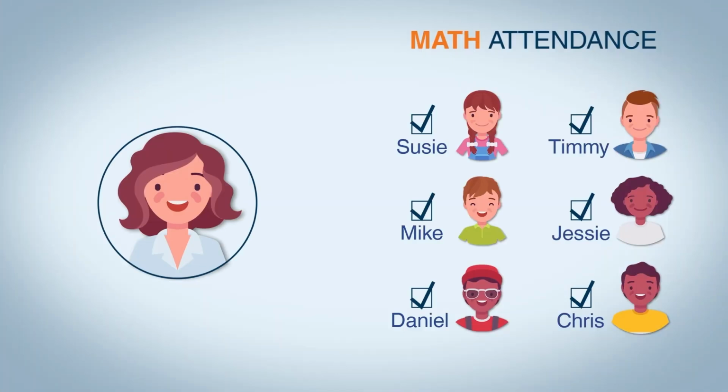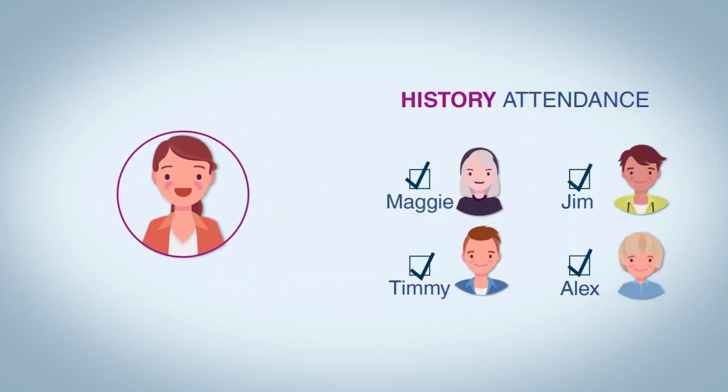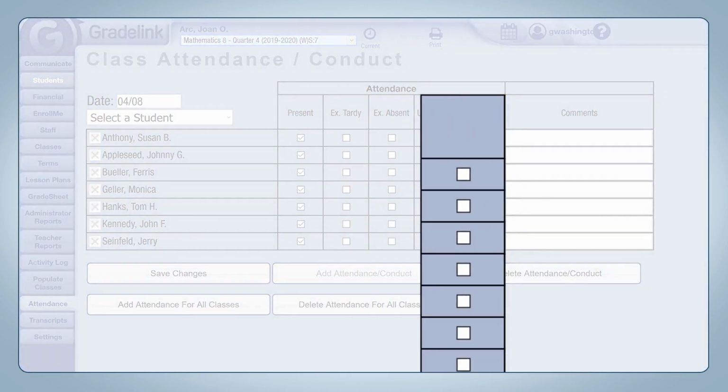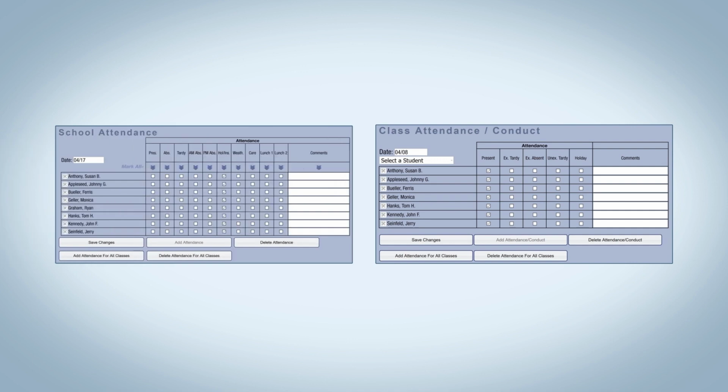You can also use Gradelink for periodic or class-based attendance. This type of attendance is best used in instances where students are moving around throughout the day, changing classrooms and teachers regularly. As with daily attendance options, you can adjust class-based attendance options via the settings section. It's also important to add that you can run both types of attendance simultaneously within Gradelink.